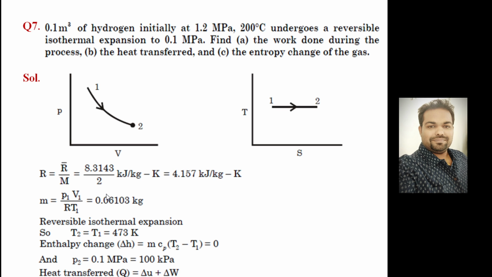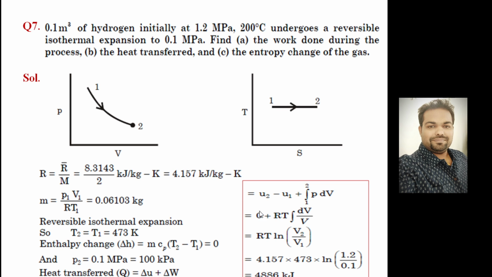So it is a reversible isothermal expansion. So the final temperature and initial temperature are both the same. Final pressure is also given. So enthalpy change is m cp (T2 minus T1), that is 0. Right. So heat transfer is equal to the work done directly. Right. So work done basically is P1 V1, that can be written as RT.